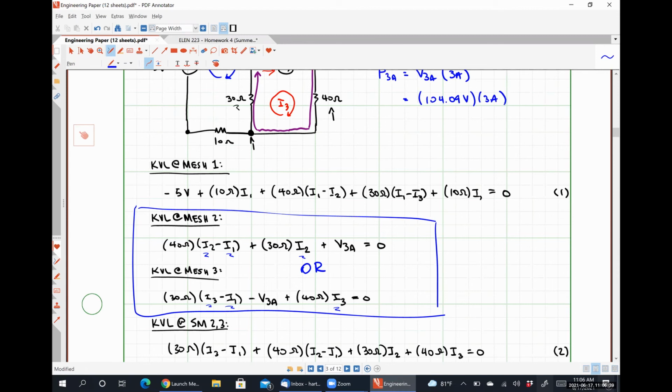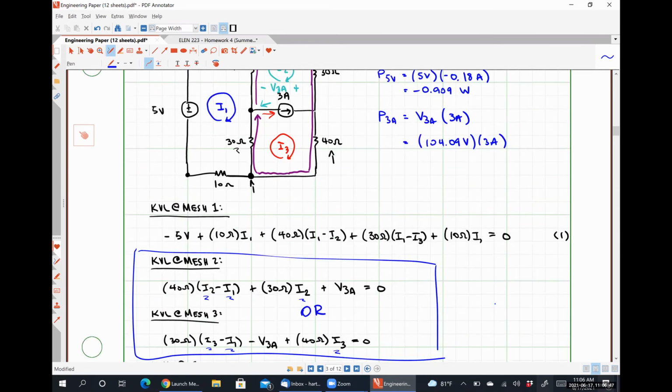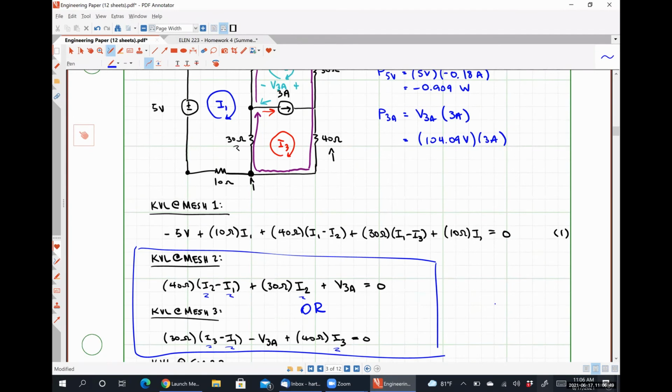I get negative 104.09, which makes sense because when I move that V3A to the other side, I'm going to get negative V3A. So regardless of which of those two equations you use, if you're doing your algebra correctly, you should be getting 104.09 volts multiplied by 3 amps gives us a total power of 312.273 watts.